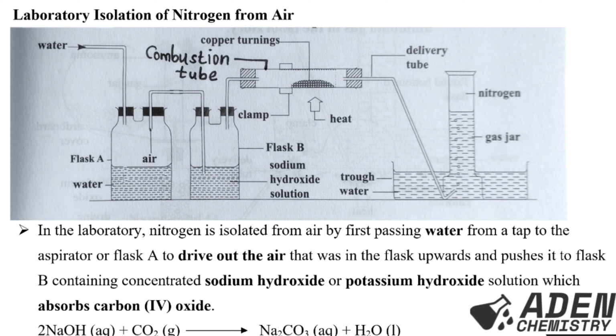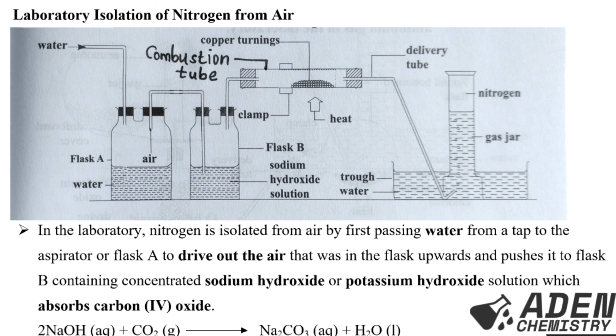Then that air goes into aspirator B or flask B where we're having sodium hydroxide solution, and in place of sodium hydroxide solution we can use potassium hydroxide solution. So now the air will go through the combustion tube where we're having heated copper turnings. Because we're heating the copper turnings, after that the remaining gases will go through the delivery tube and they will be collected over water, and what is collected mainly is nitrogen.